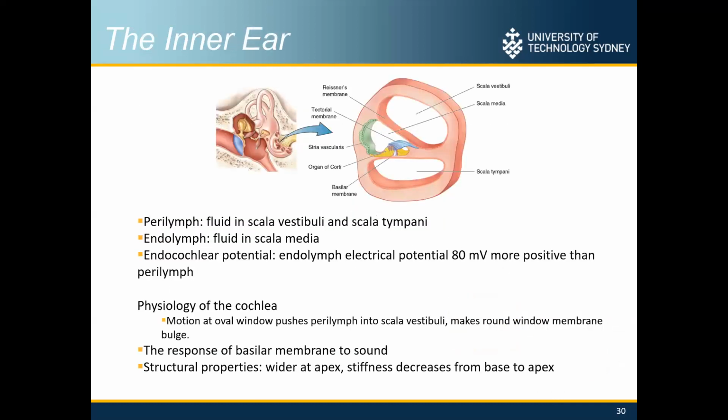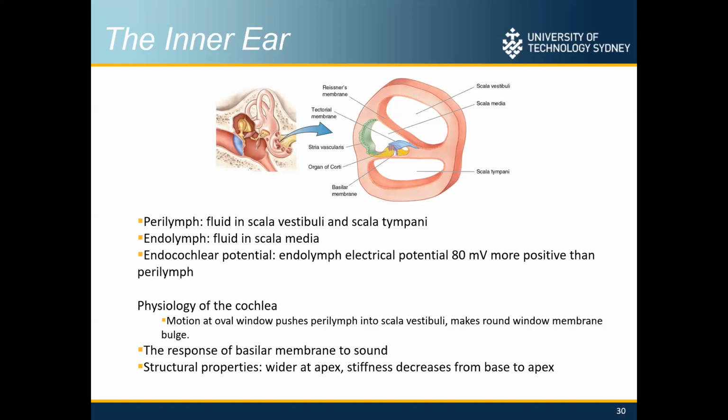Now, the inner ear is composed of the cochlea and the inner structures contained in it. If you dissect a cochlea, you can mainly see three cavities filled with fluids. The cavities are called the scala vestibuli, scala media, and also scala tympani.